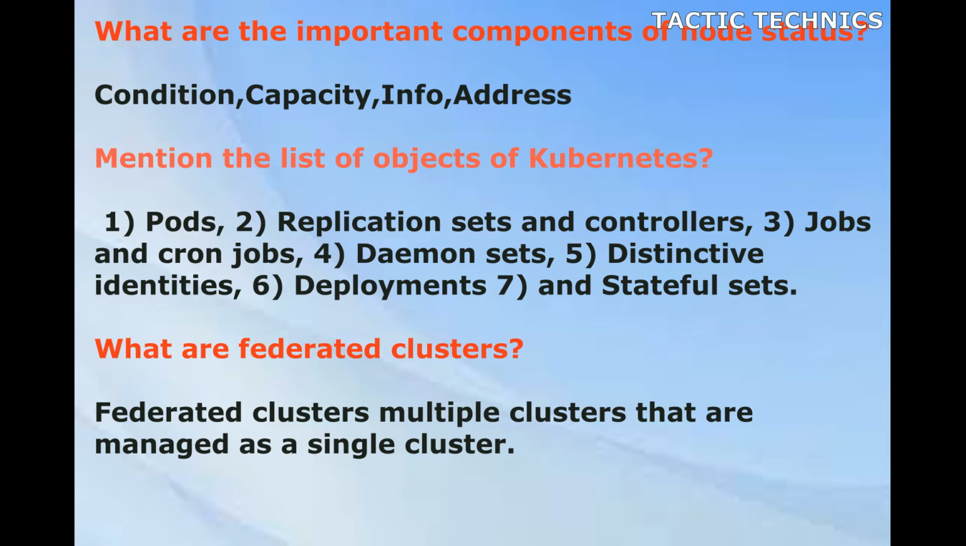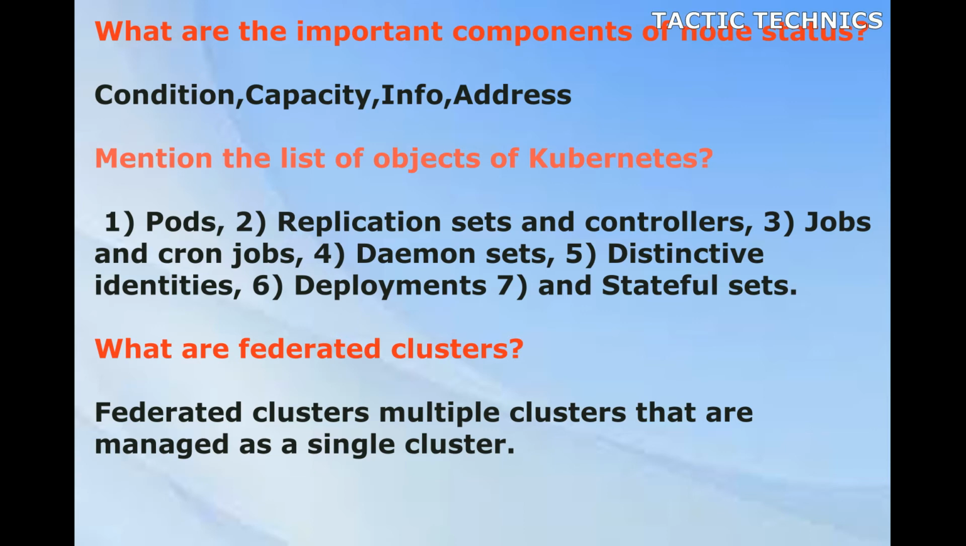Mention the list of objects of Kubernetes. 1. Pods. 2. Replication sets and controllers. 3. Jobs and cron jobs. 4. Daemon sets. 5. Distinctive identities. 6. Deployments. 7. And stateful sets. What are federated clusters? Federated clusters are multiple clusters that are managed as a single cluster.